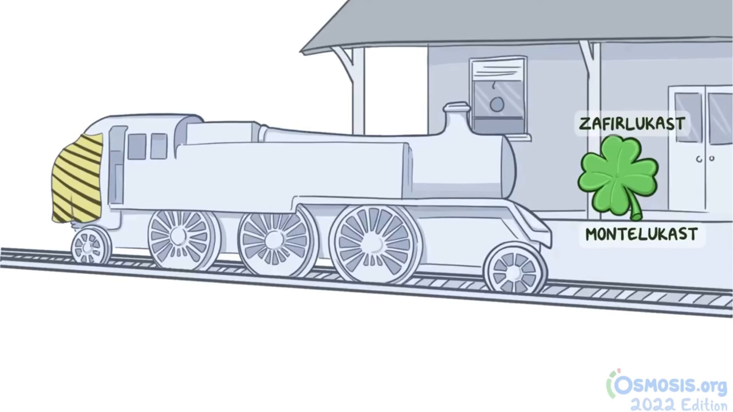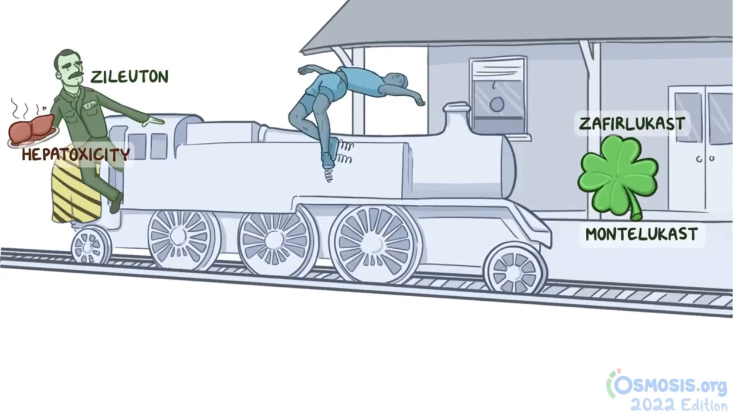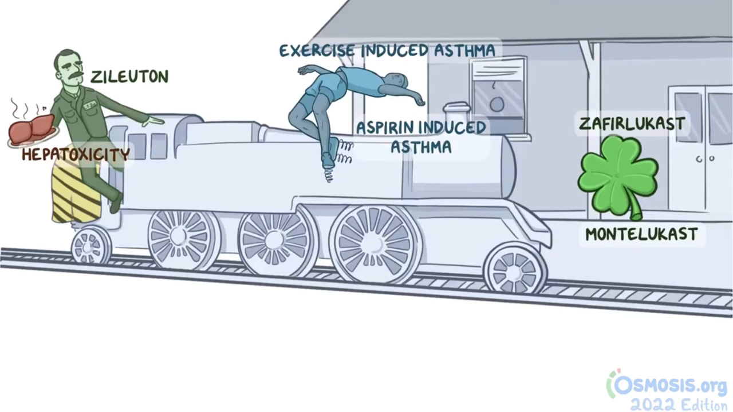Now, the back of the train is still under construction, so let's use it to represent leukotriene synthesis inhibitors. This will be an army lieutenant named Z for Zyleuton, and he's holding a big, rotting liver to represent hepatotoxicity. Now, let's have a track and field athlete, which represents exercise-induced asthma, trying to jump over the train with giant springs on his shoes, which represents aspirin-induced asthma. This will help you remember leukotriene-modifying agents are effective against both.